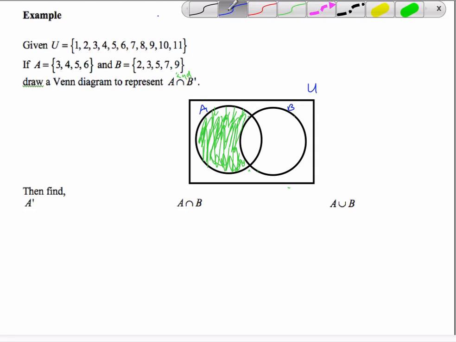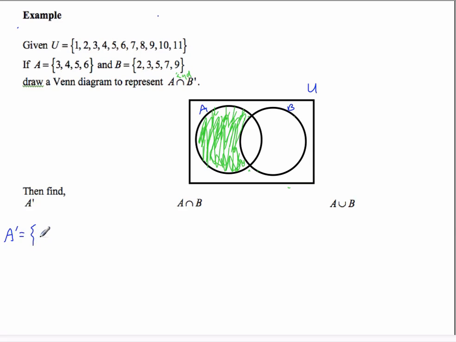Alright, so now I'm going to answer the questions on the bottom here. Find the complement of A. The universal set is the numbers from 1 to 11. So the complement of A, probably I can do that a bit better by putting the numbers in here. Or I can just look at the set, I suppose. Everything that's not in A is 1, 2, 7, 8, 9, 10, 11.